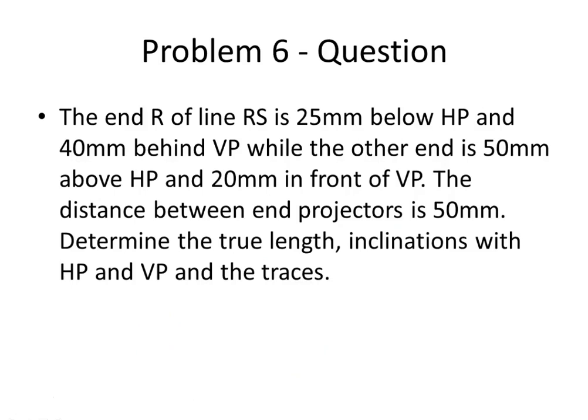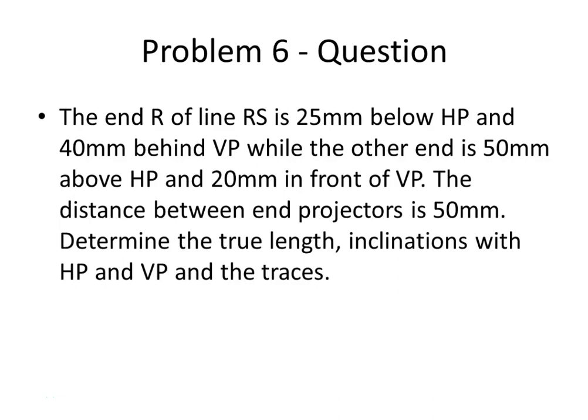Now let's look at problem number 6. So the question reads like this: the end R of line RS is 25 mm below HP and 45 mm behind VP, while the other end is 50 mm above HP and 20 mm in front of VP. The distance between end projectors is 50 mm. Determine the true length, inclinations with HP and VP and the traces. So it's a straightforward question.